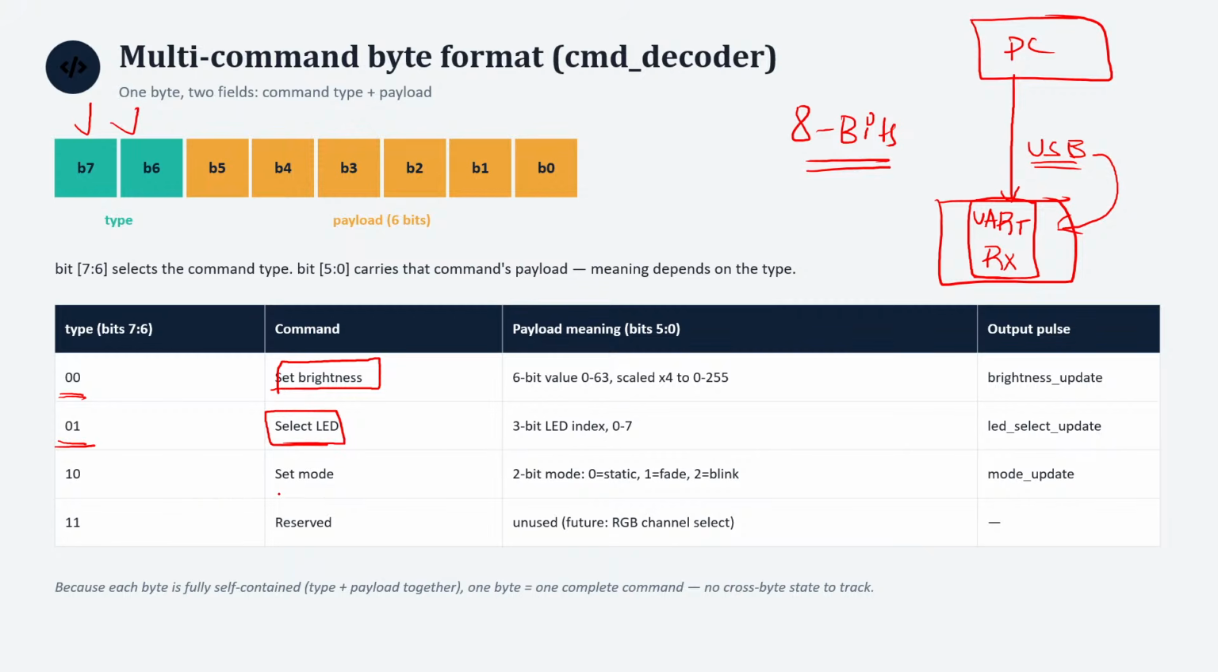And let's say if we want to adjust the mode, that means static, in the sense the LED is not changing at all; fade, in the sense the LED is glowing and diminishing; and next is blinking, in the sense we know already.